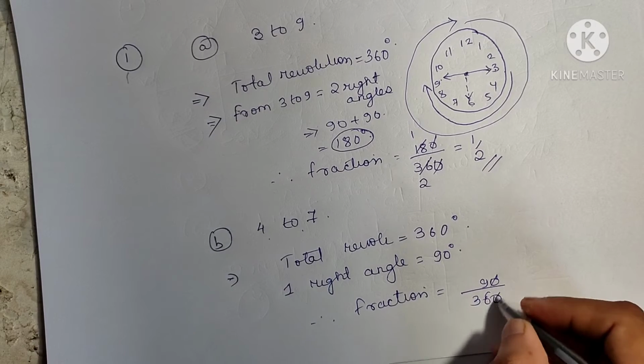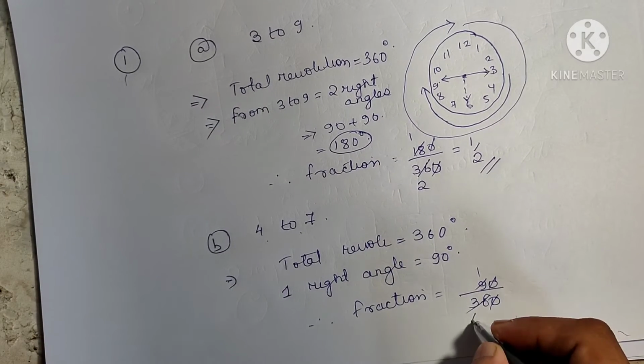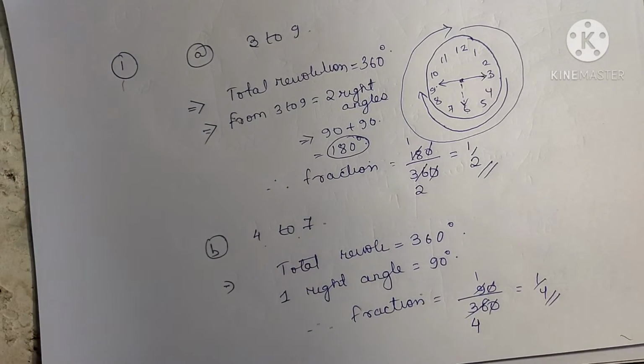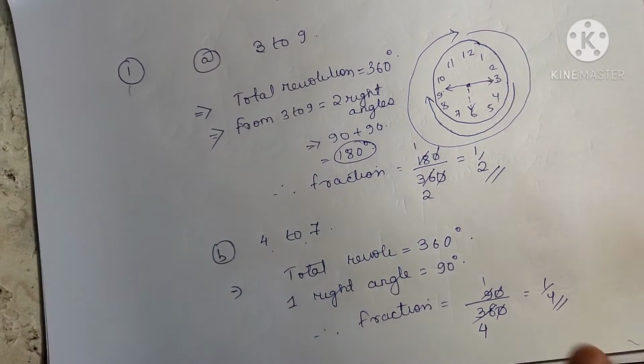So 0 0 will be cancelled. 9 1 is 9, 9 4s are 36. So our answer is what? 1 by 4. Very simple. If you know how many right angle it is forming, then you can easily calculate.